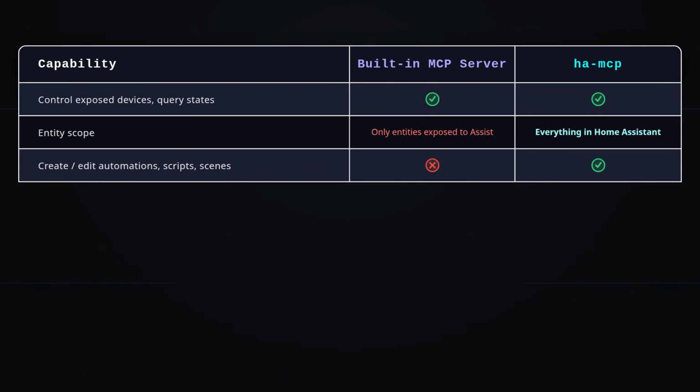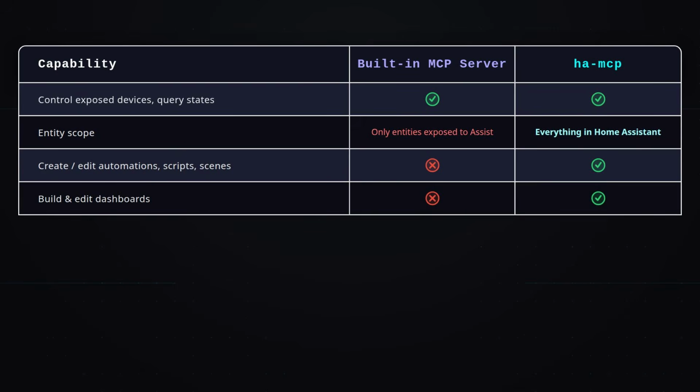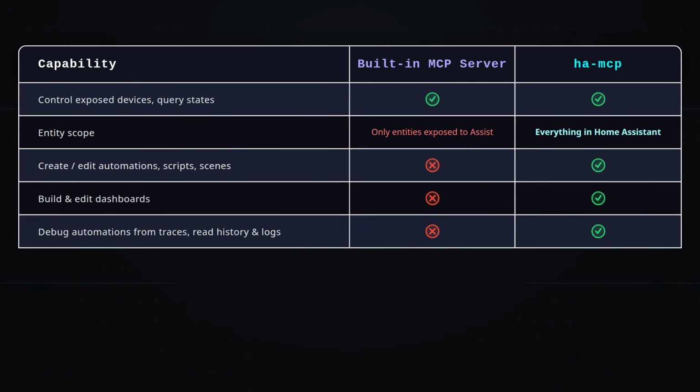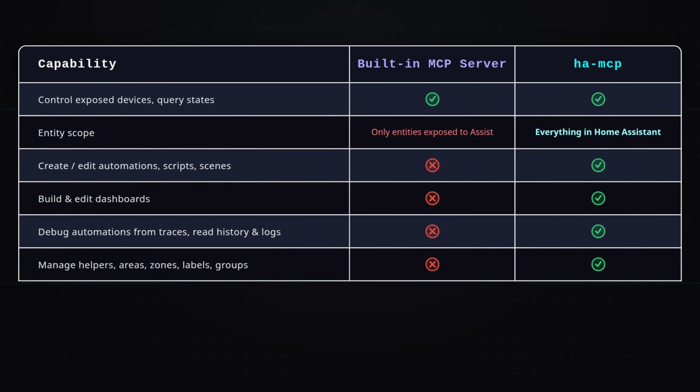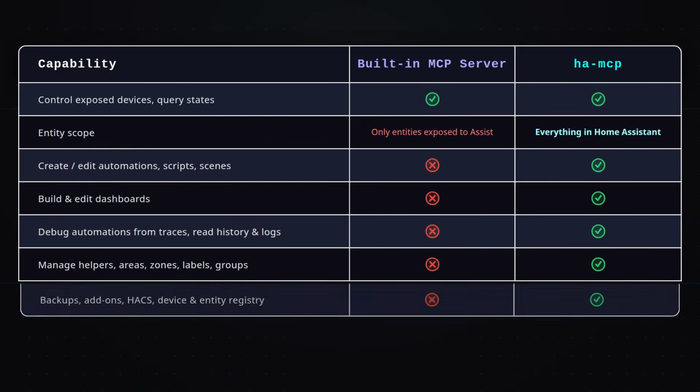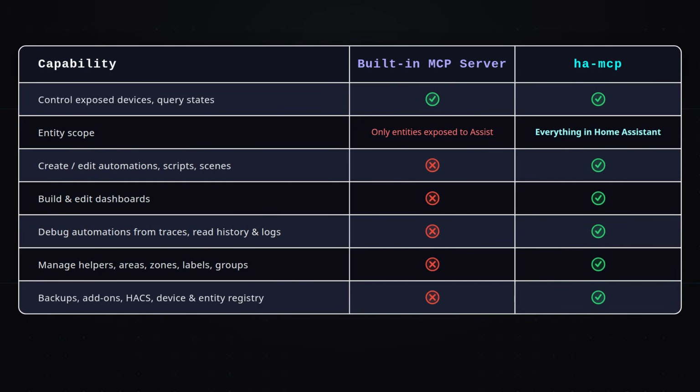It unlocks your entire Home Assistant system, giving your AI agent the power to create and edit automations, build dashboards, debug through history and logs, and manage everything from helpers to backups and hacks registries. In short, use the built-in server for basic voice control of exposed devices, and ha-mcp if you want an AI to actually build and maintain your home.